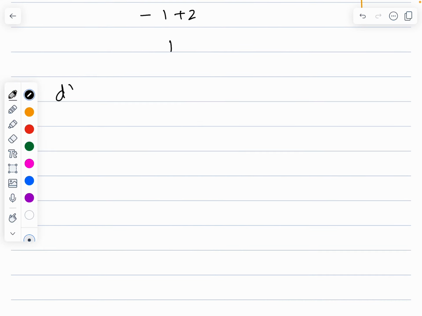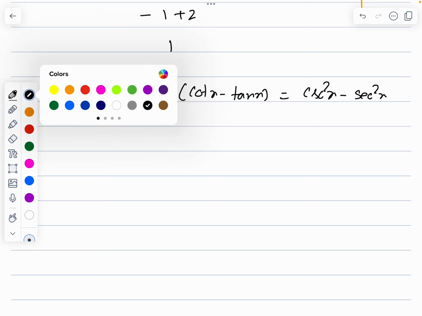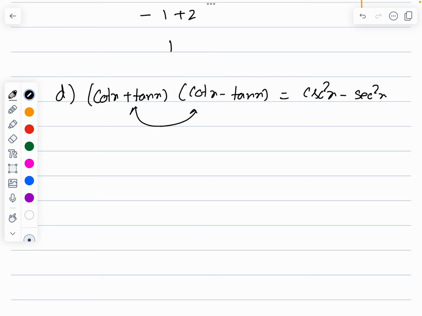Coming to the right hand side, it is directly an identity, cosecant square x minus cot square x, which is 1. So therefore left hand side equals right hand side. Part D, (cot x plus tan x) times (cot x minus tan x) equals cosecant square x minus secant square x. This is in the form of (a plus b) times (a minus b), which is a square minus b square.